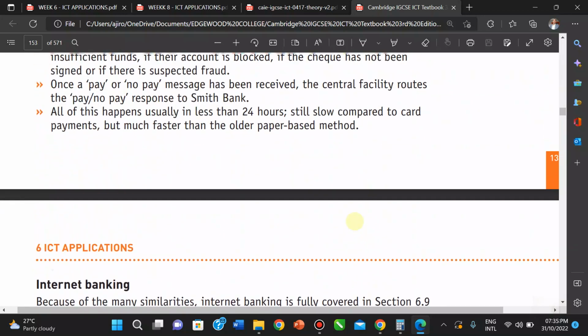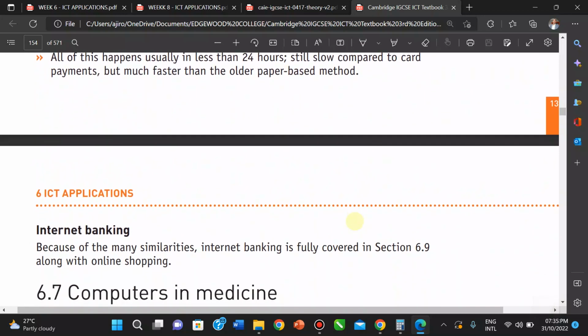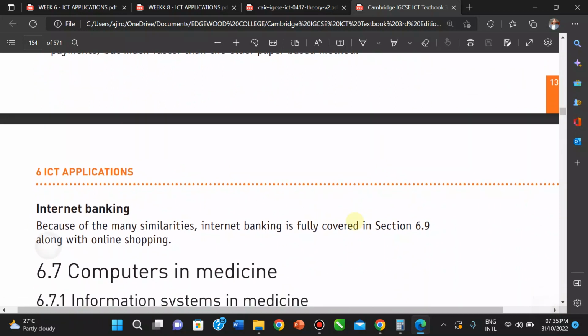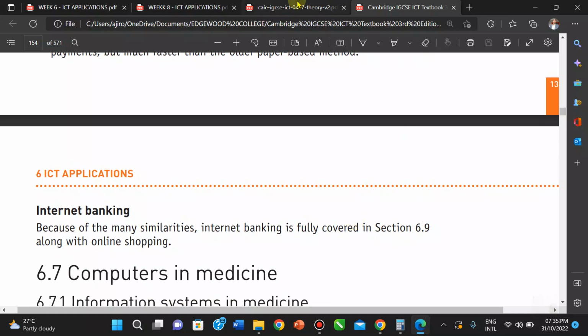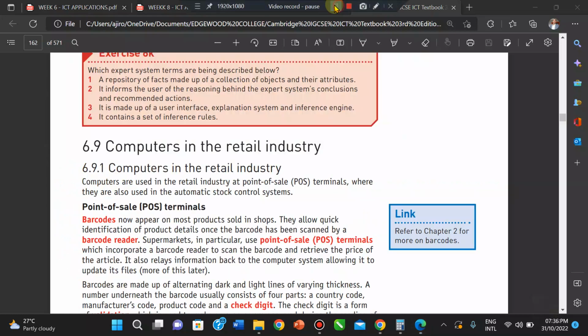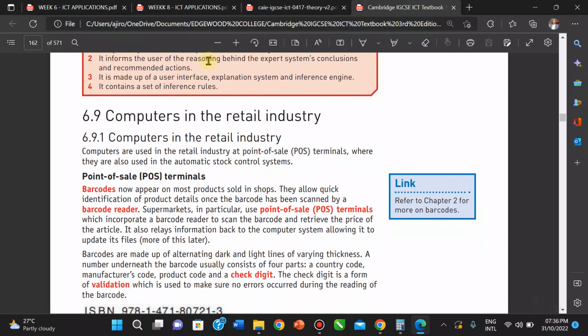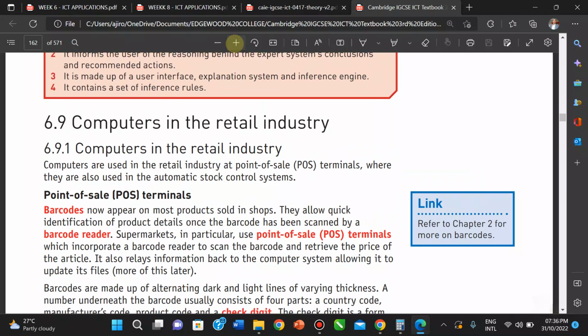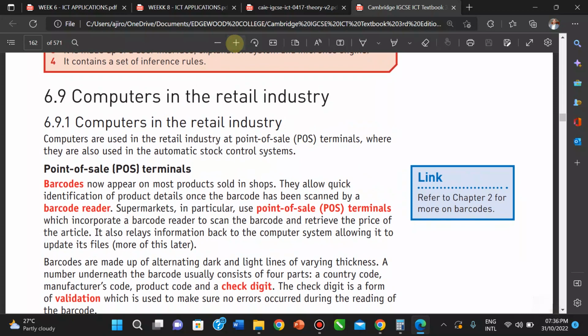Yeah, I think the next one is internet banking, and that's the last one we'll be looking at before we go. In internet banking, we have computers in retail, and we have the point of sales terminals. But before then, we have what we call online banking. Customers can now access their bank accounts online on secure websites using authentication techniques.